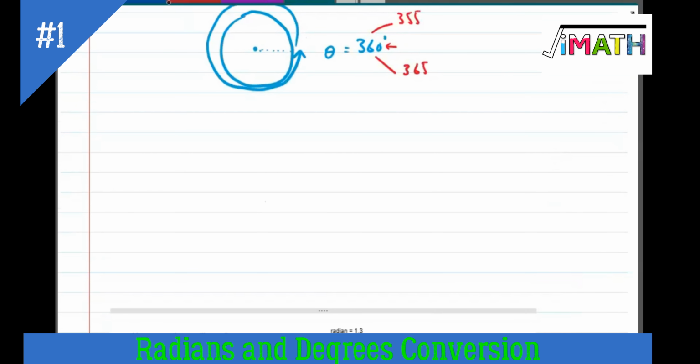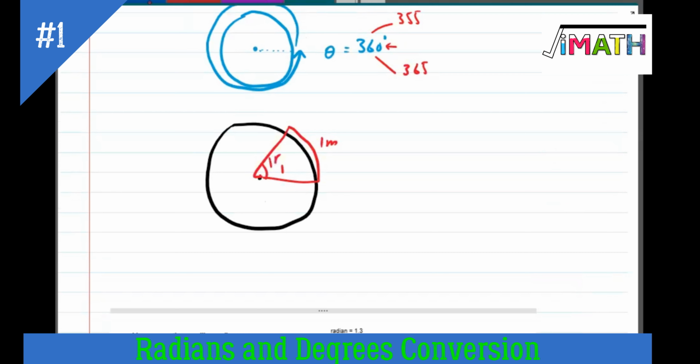So let's make a diagram here. This is a circle. It is having a radius, let's say it is 1 meter. And if we make an arc here that is also 1 meter, this angle would be called 1 radian. And if we do the same thing, another 1 meter here, the second angle would be another 1 radian, or total 2 radians.